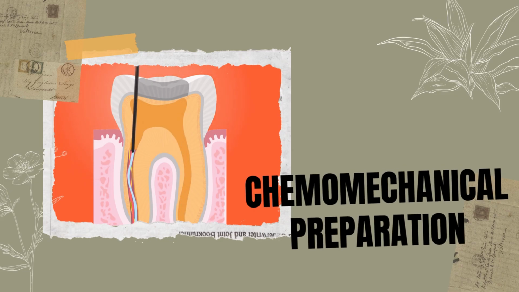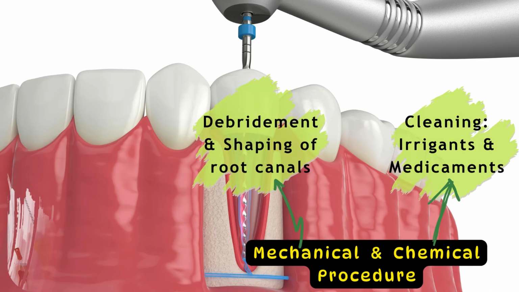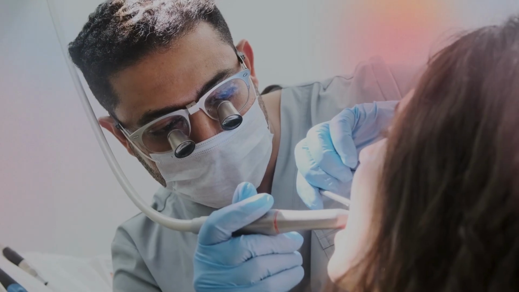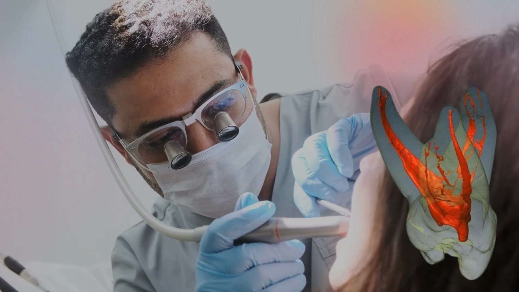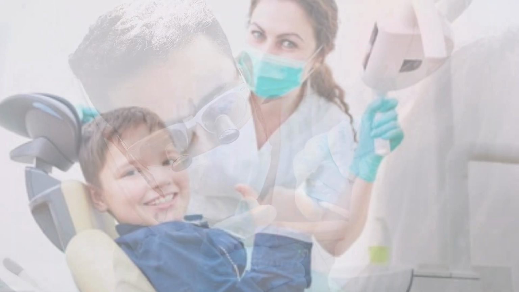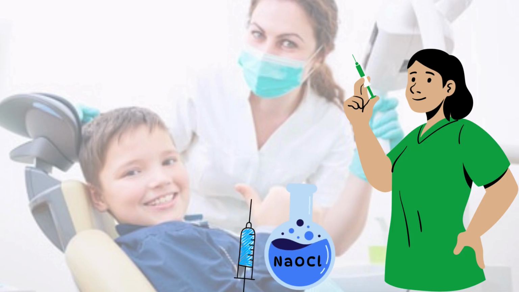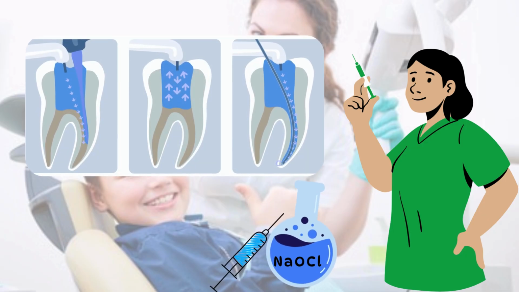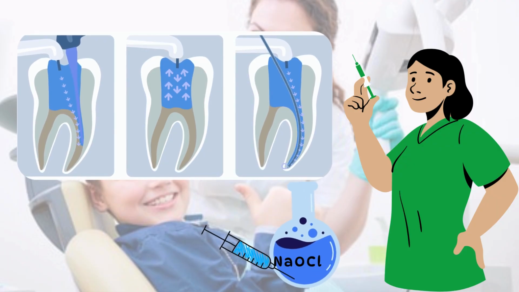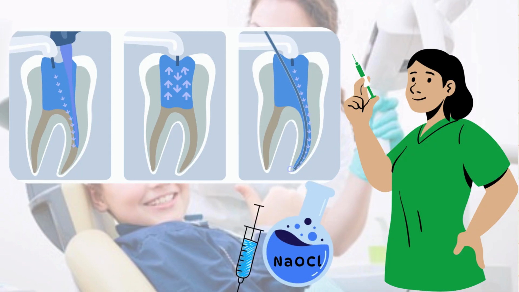This step involves the mechanical cleaning and shaping of the root canals using flexible endodontic files. Due to the often irregular and ribbon-shaped canals of primary molars, circumferential filing is the preferred technique. Copious irrigation with biocompatible irrigants like normal saline or a diluted sodium hypochlorite is essential to remove the debris from the infected canals. Remember to use a gentle irrigation.